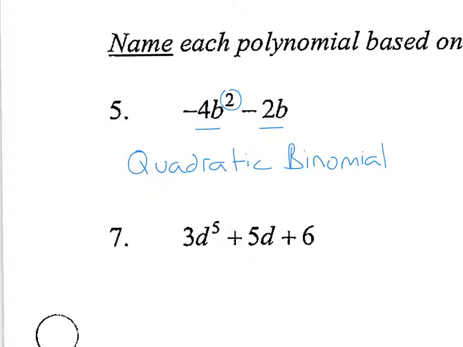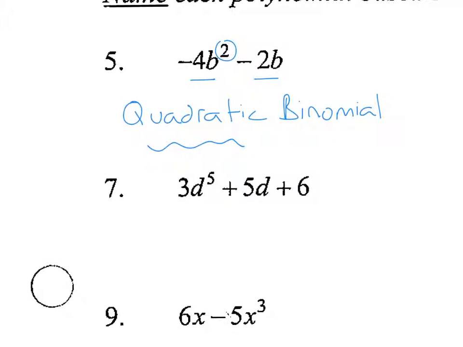We usually say the degree word first, so constant, linear, quadratic, cubic. And then we say the number of terms second. Binomial, trinomial, monomial. So look at number 7. There's 3 terms, so it's going to be a trinomial. And what's its degree? Well, look at that biggest exponent is 5, so that's quintic. So this is a quintic trinomial.